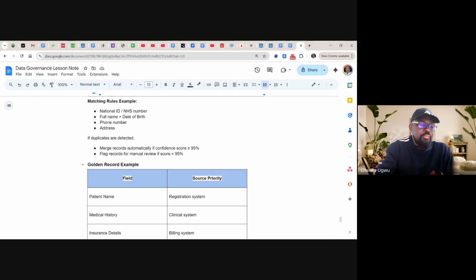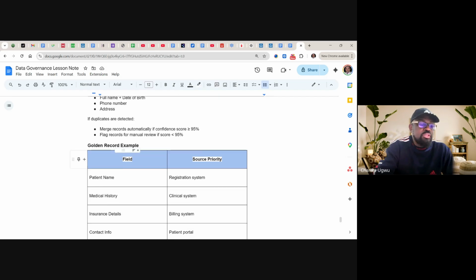Golden rule example: patient name, source is the registration system. So this means that you cannot write a patient's name through a book, or copy it through a book. It must be through the registration system. They have a registration system. Every record, every patient, even if they come to you, you redirect them to the registration system.